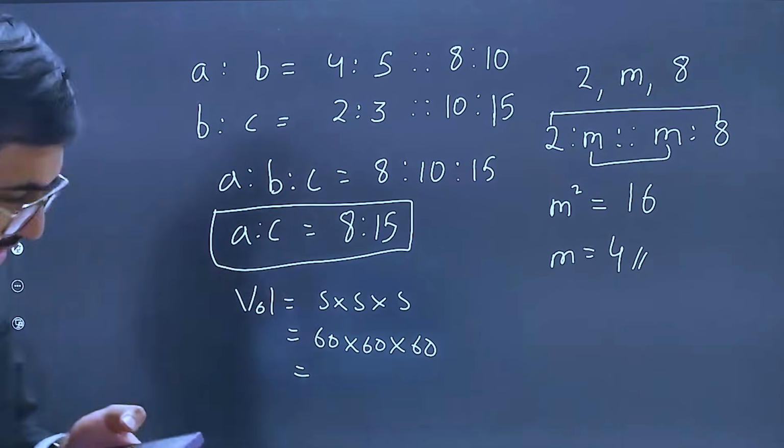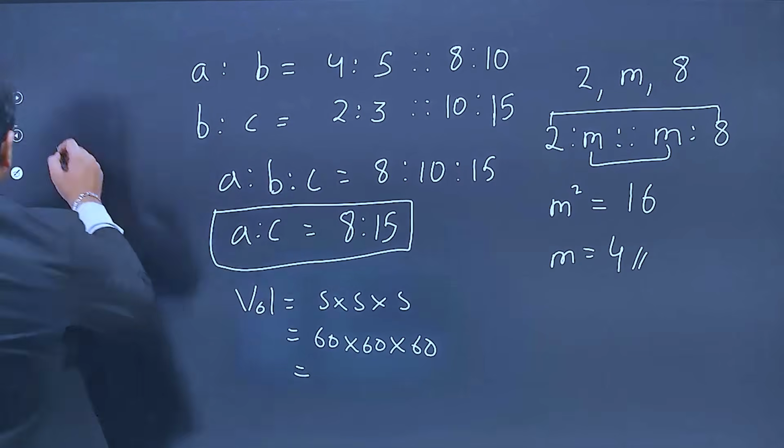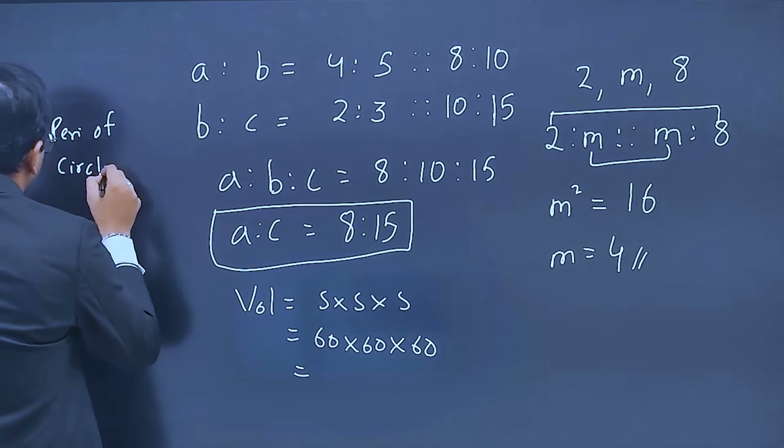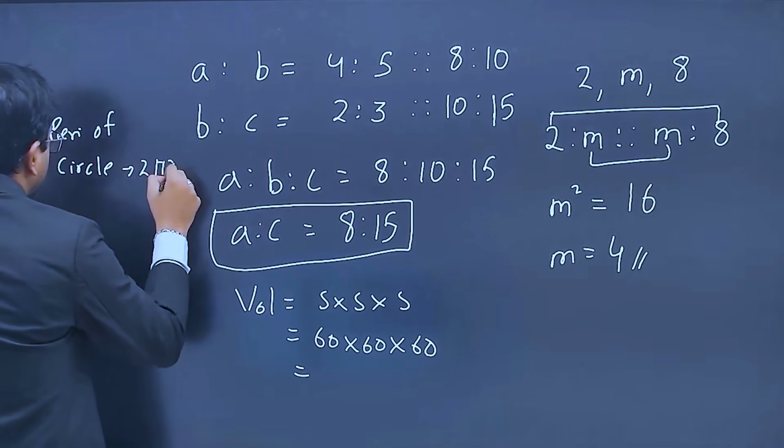Perimeter of circle. Perimeter of circle is given by 2 pi r.